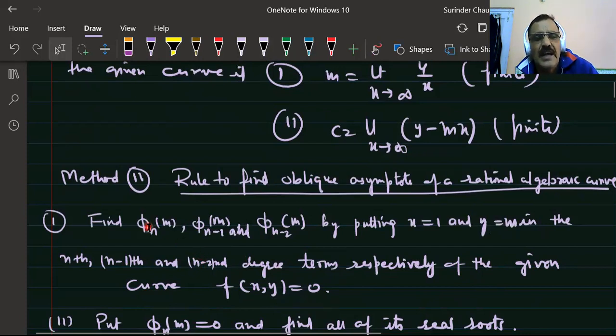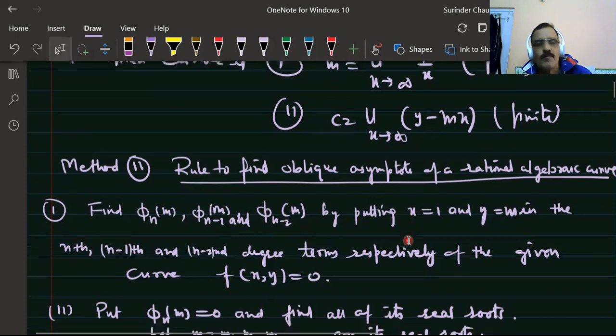This is the nth degree term, and so on down to the first degree term. Suppose this is a third degree equation, so the highest degree of this rational algebraic curve f of x, y is 3. In the third degree term, if you put x equal to 1 and y equal to m, we will get phi 3 of m. In the second degree terms, putting x equal to 1 and y equal to m, we will get phi 2 of m, and phi 1 of m, and so on to phi 0 of m.